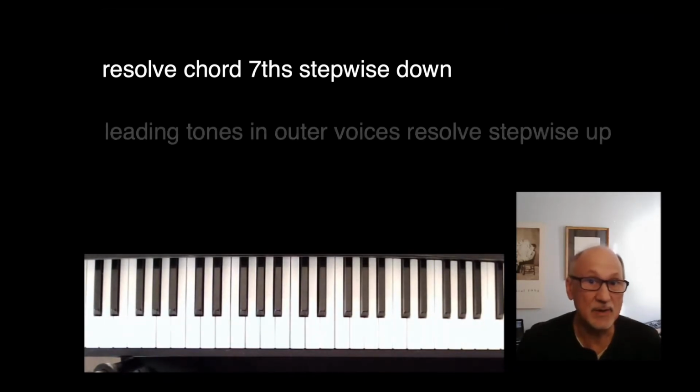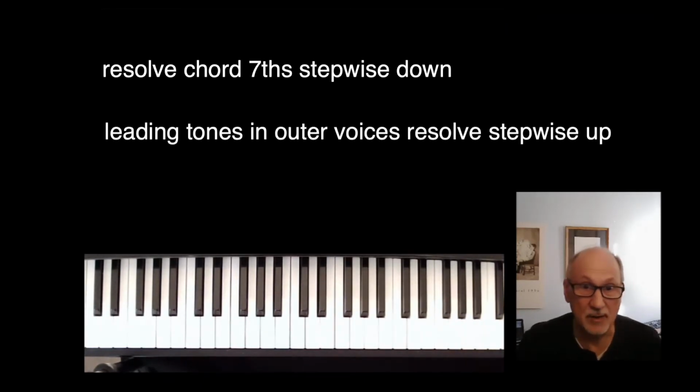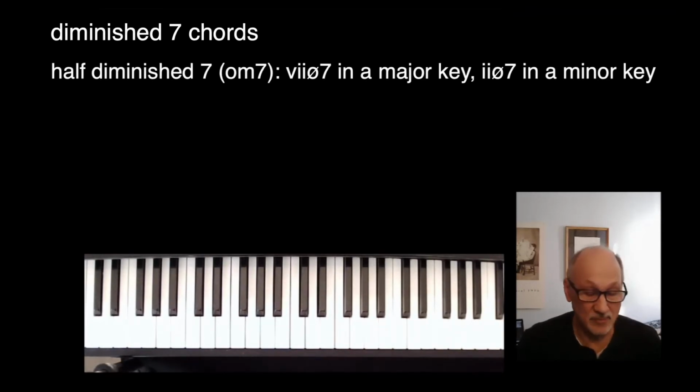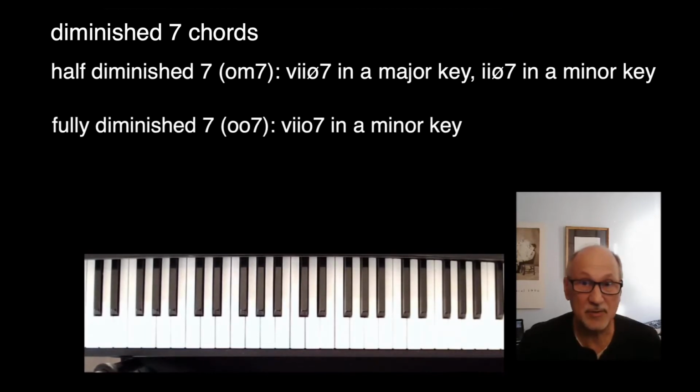If the leading tone is in an outer voice, like in the soprano or in the bass, you should resolve it by a half step up. The diminished seventh chords, the half diminished chords that we find on scale degree 7 in a major key, or on scale degree 2 in a minor key. And then we've got the fully diminished 7 chords that we find on scale degree 7.